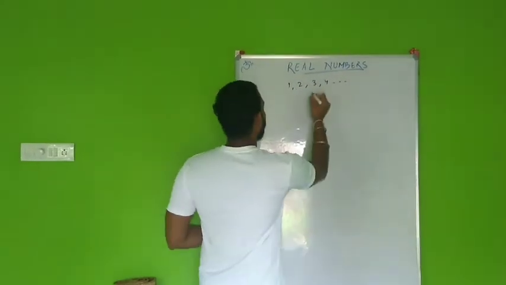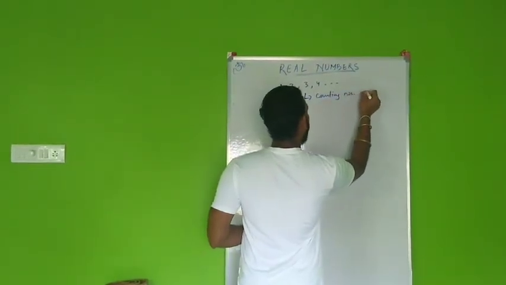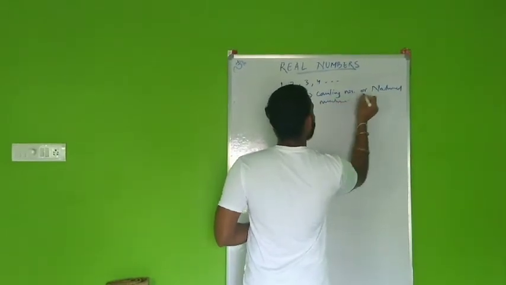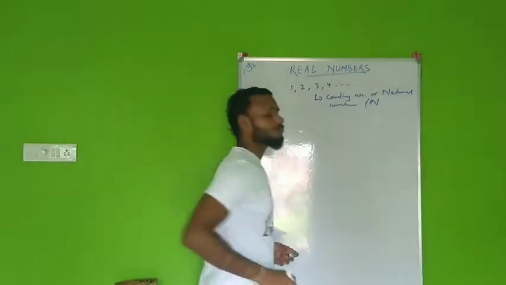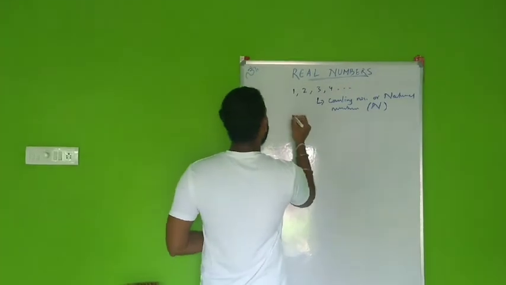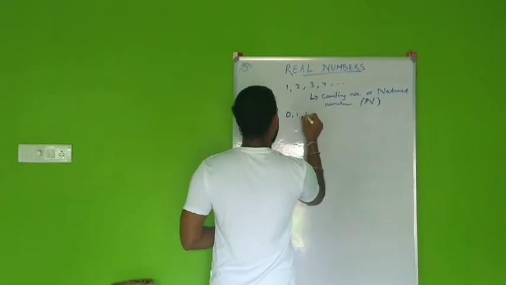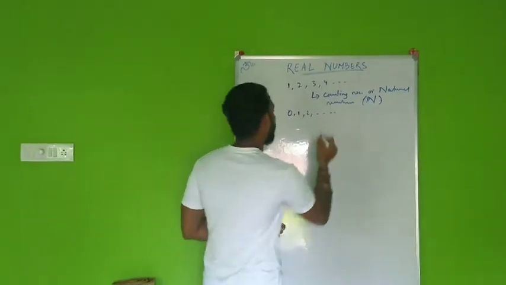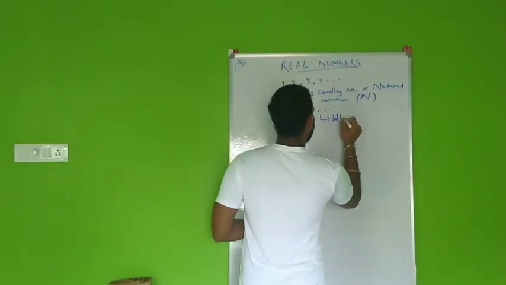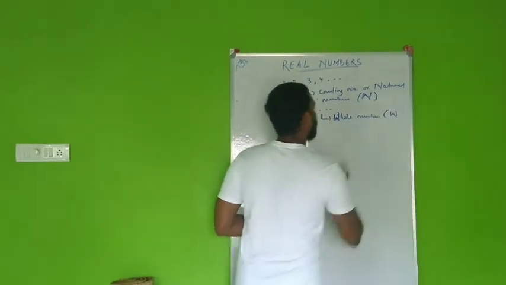These are called my counting numbers or natural numbers. These are denoted by N. Next, if I add another number, 0, to this collection of natural numbers, I will get 0, 1, 2 and so on. Now this will be my whole numbers, and it is denoted by W.